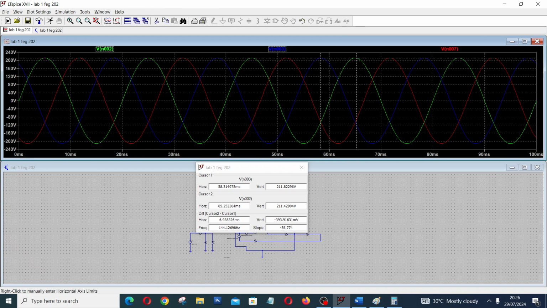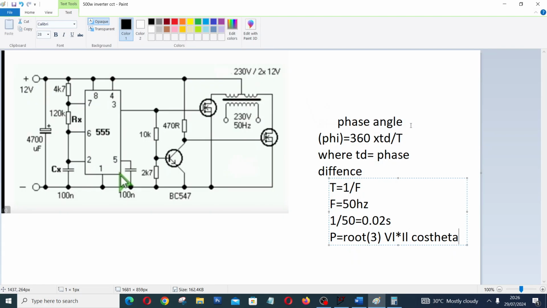I want to find the phase angle. So remember the formula that I told you in the previous video. The phase angle between the two waveforms is given by this formula: 360 multiplied by TD, that is the time difference, over the period. That is the period of the waveform. And don't forget, we have set our frequency to be 50 Hz. So if frequency is 50, then 1 over frequency will give you the period, which is going to be equal to 0.02.